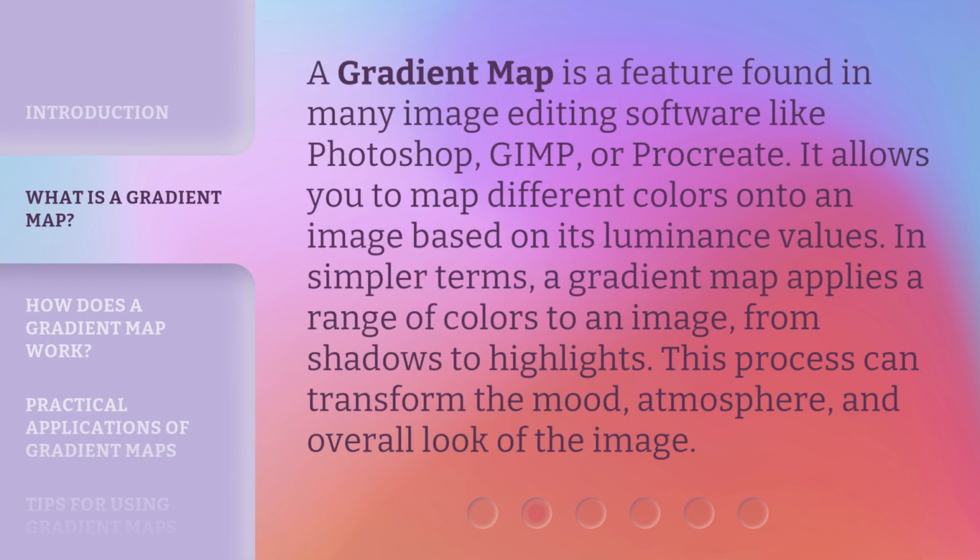A gradient map is a feature found in many image editing software like Photoshop, GIMP, or Procreate. It allows you to map different colors onto an image based on its luminance values. In simpler terms, a gradient map applies a range of colors to an image, from shadows to highlights. This process can transform the mood, atmosphere, and overall look of the image.